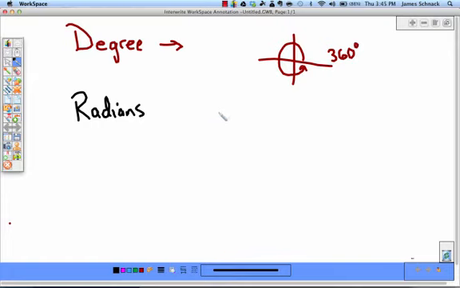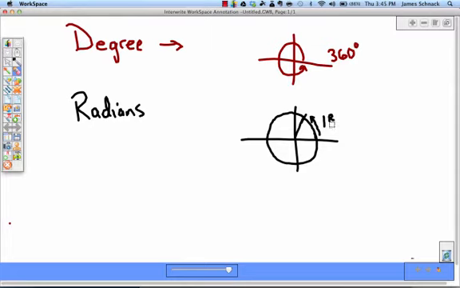Roughly what it looks like, if I have a circle here, it's a very bad circle, this is roughly 1 radian. A lot of times you'll see a little r written up top there as a superscript, but a lot of times you won't. So how many radians are there in a circle?